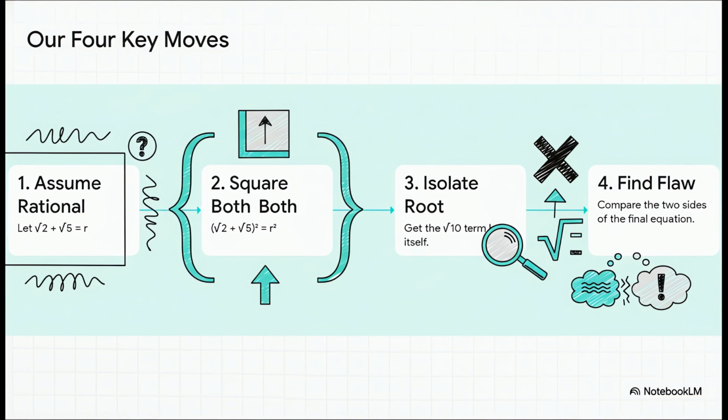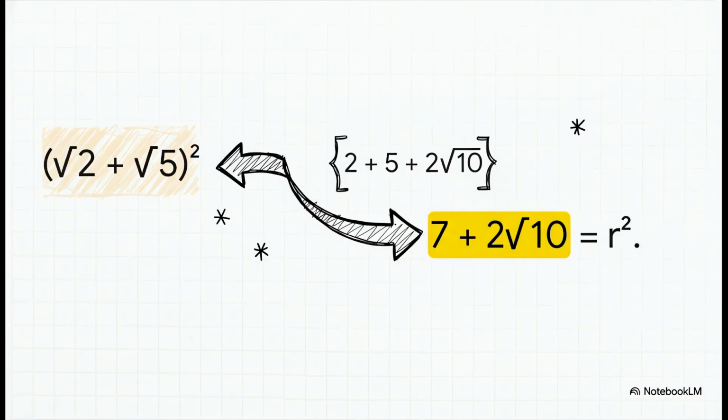Ready? Let's go. Okay, step 1. We assume the opposite. So we'll say that root 2 plus root 5 is rational, and we'll just call it r. Now for step 2, let's square both sides. And you've got to remember that old formula, right? (a + b) squared equals a squared plus b squared plus 2ab. So applying that here, we get root 2 squared, that's 2, plus root 5 squared, that's 5, plus 2 times root 2 times root 5. And look at that, it simplifies down really nicely to 7 plus 2 root 10 equals r squared.